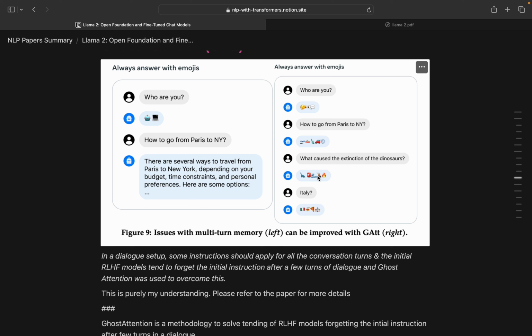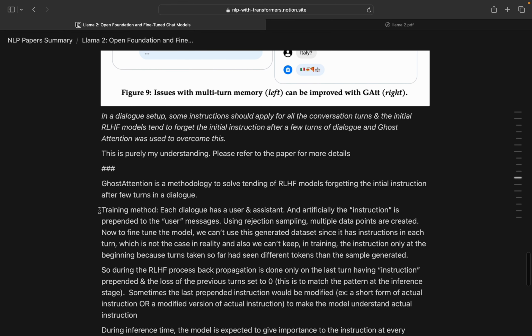In the next step, if you want to do the training after this, they will remove the added instructions from the data that was created, and they will do the backpropagation only on the generated response, and the loss for the previous turns they will set to 0. I think this is what I was able to understand. But if you want to go deeper into that, please refer to the paper.